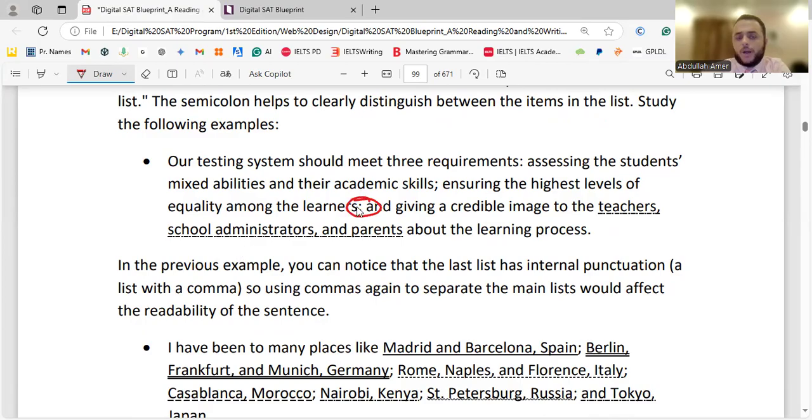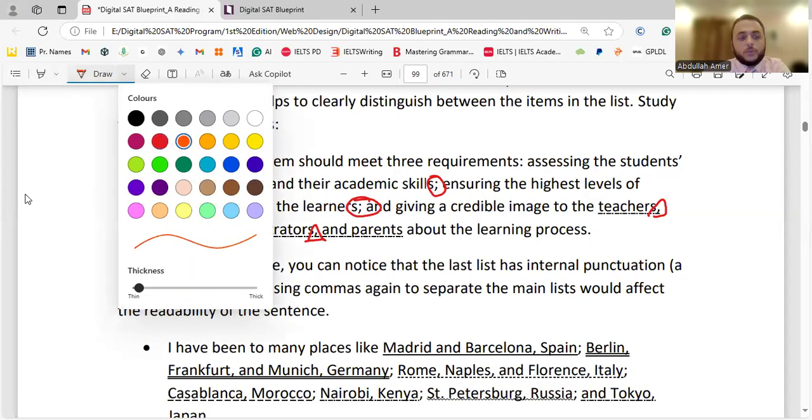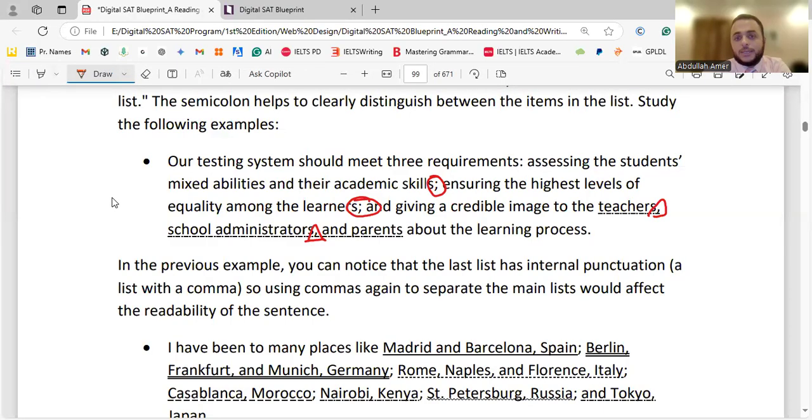Okay? Why? Our testing system should meet 3 requirements: asserting the students' mixed abilities and their academic skills; ensuring the highest levels of equality among learners; and giving a credible image to the teachers, school administrators, and parents. Here, this is what we call a complex series. One of my students is always calling it a list within a list, or a complex list.